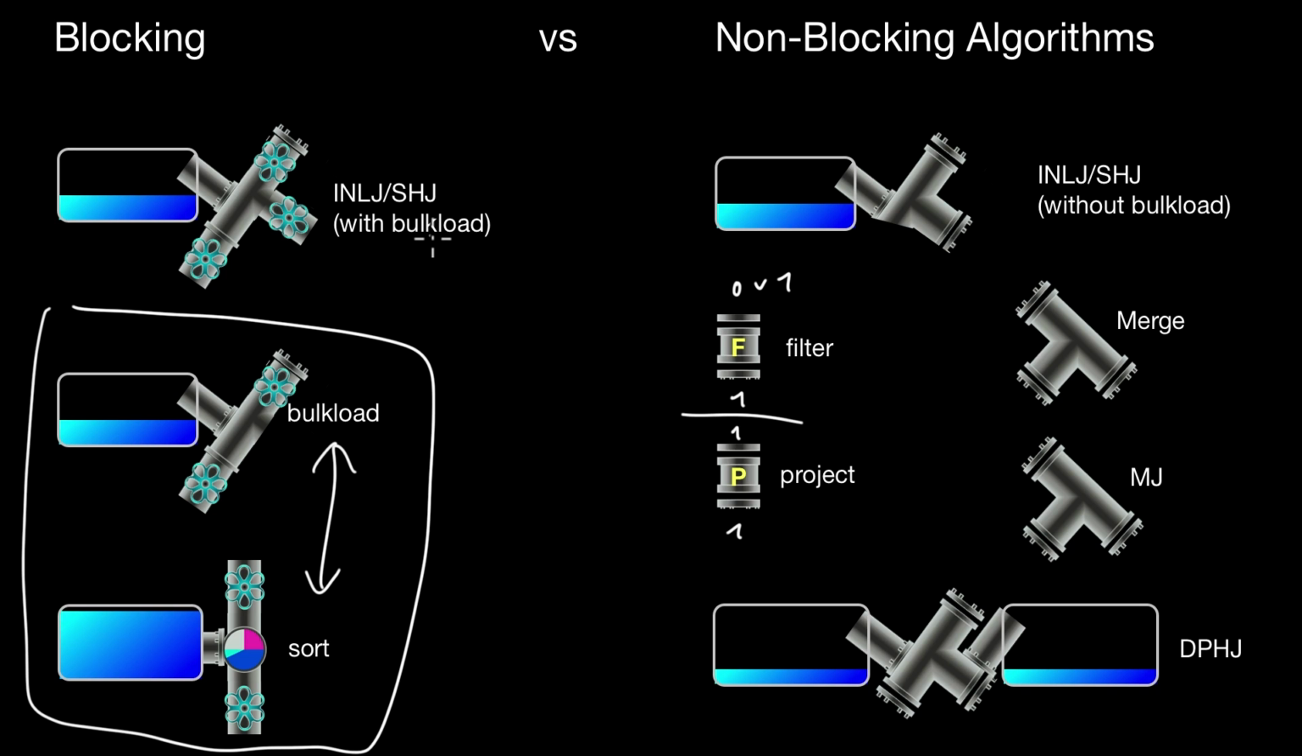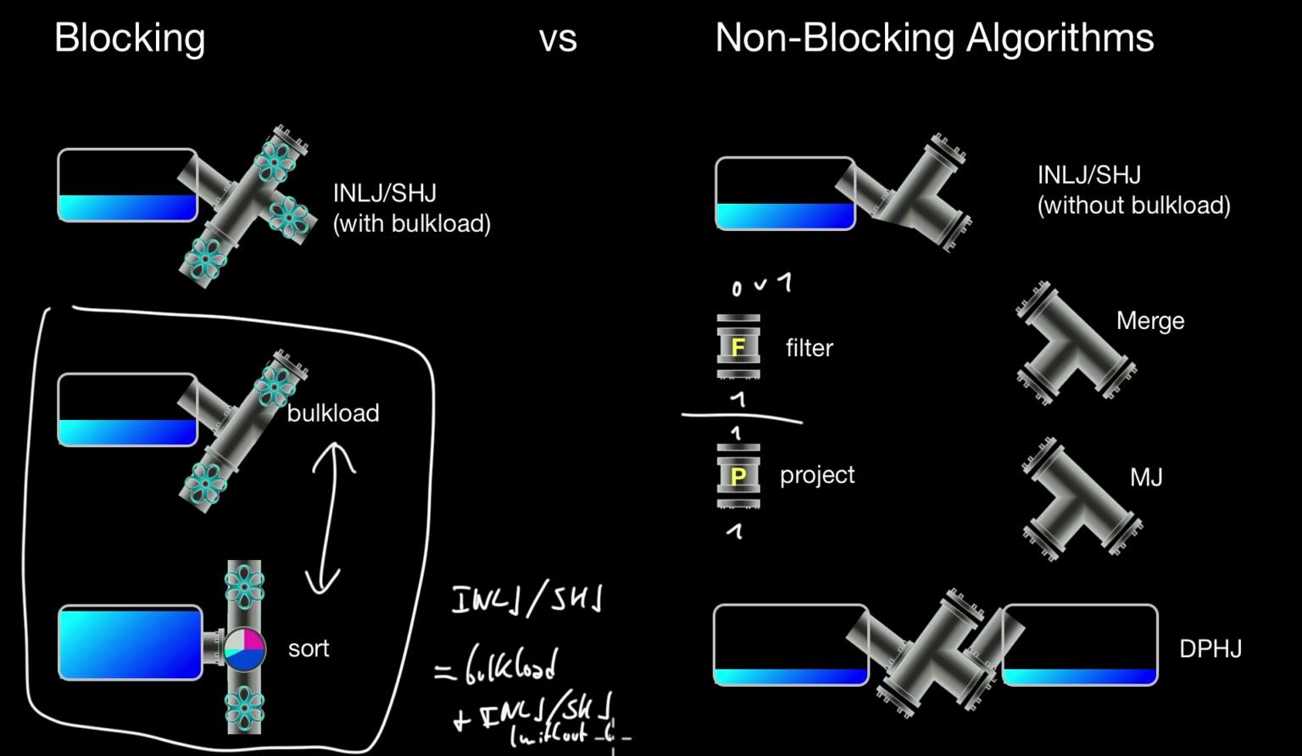Then the index nested loop join: I think it's important to understand that this is a combination of two things. You could say this is a bigger molecule, so to say. The atom is more something like this. So we could write it like that: INLJ / SHJ, index nested loop join / simple hash join, is basically just a bulk load plus this one here, which is the index nested loop join, simple hash join without bulk load.